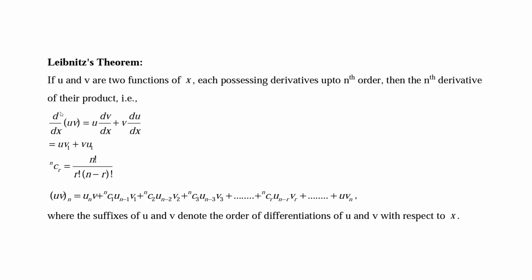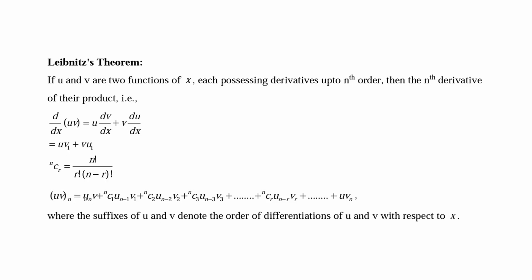If u and v are two functions of x, each possessing derivatives up to nth order, then the nth derivative of their product d/dx of uv equals uv1 plus vu1. And we know the formula nCr equals n factorial divided by r factorial into (n minus r) factorial. So here's the formula which we have to apply, where the suffix of u and v denotes the order of differentiation of u and v with respect to x. At first this formula may seem a bit difficult, but actually it's not.